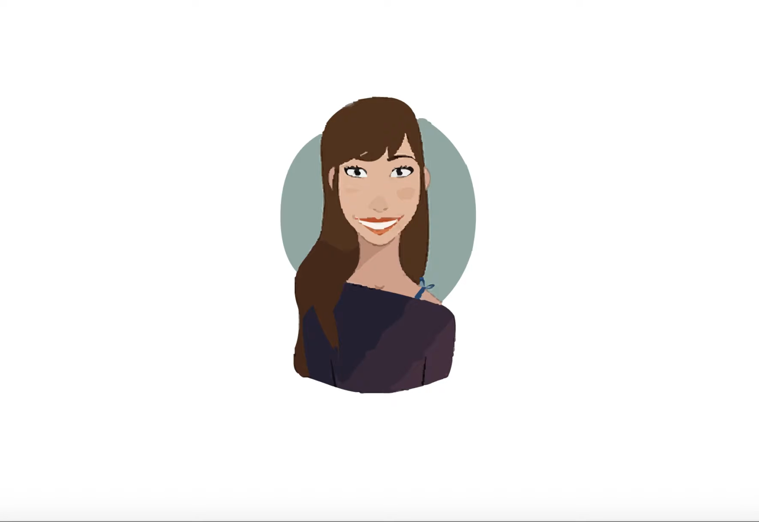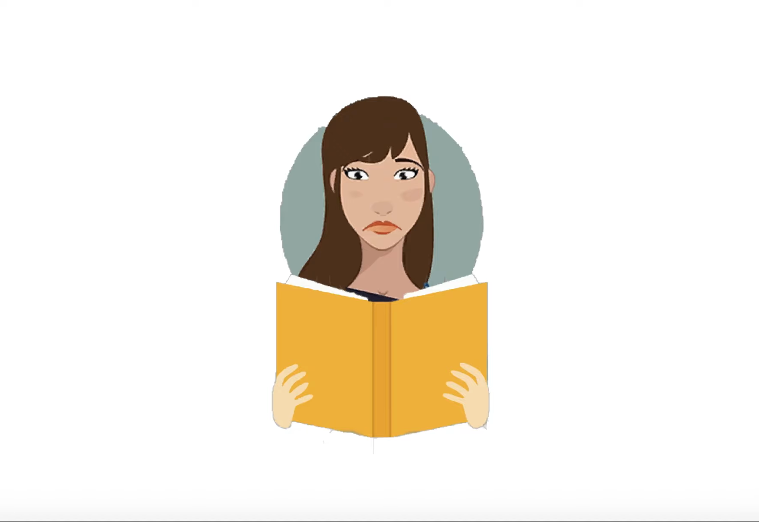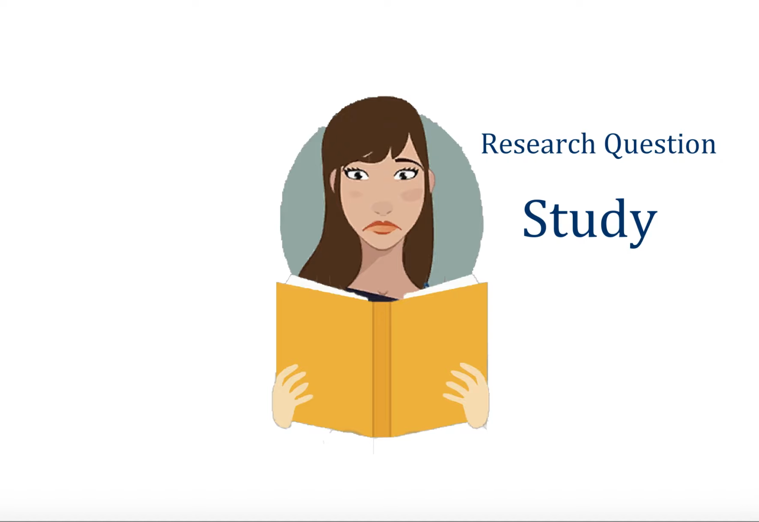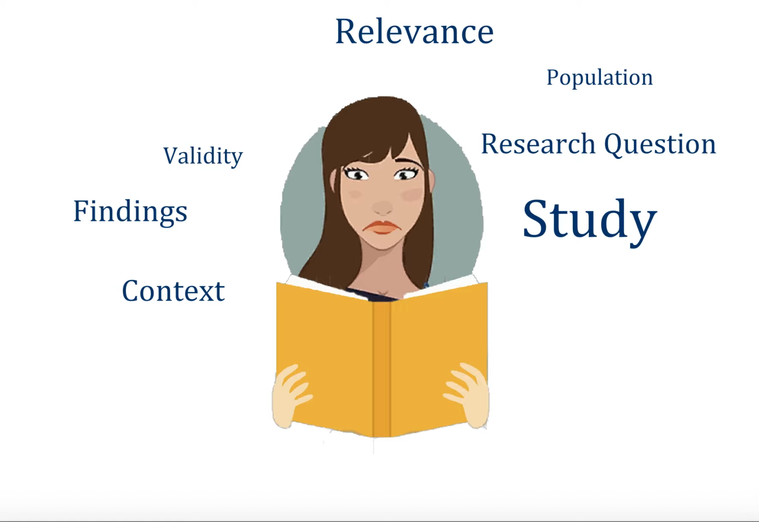Zoe is a student in a research methods and psychology course and is writing a research paper on helping behavior. But there's a lot of research about helping behavior, and this research is complicated. Zoe needs to think about the population, context, findings, validity, and relevance to her own study, and then use all of this evidence to generate her own hypothesis.